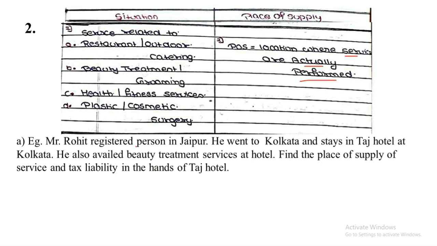Mr. Rohit, a registered person in Jaipur, went to Kolkata and stayed in Taj Hotel at Kolkata. He availed beauty treatment service at that hotel. Find the place of supply and service tax liability in the hands of Taj Hotels.